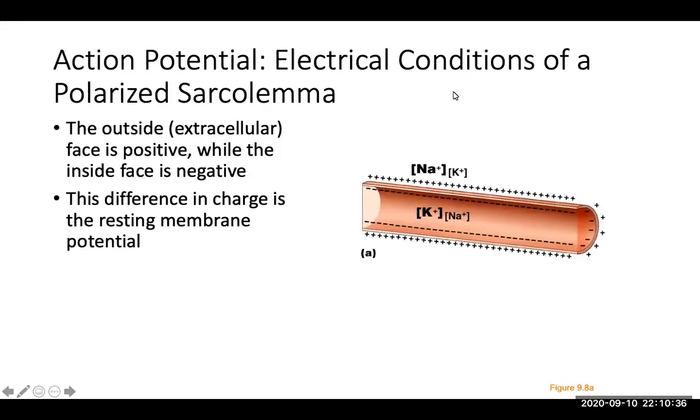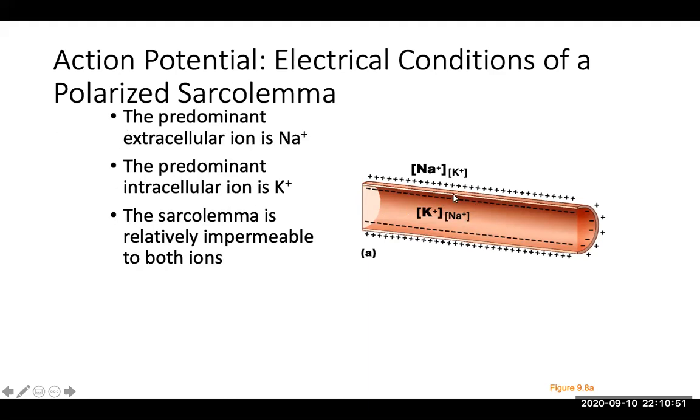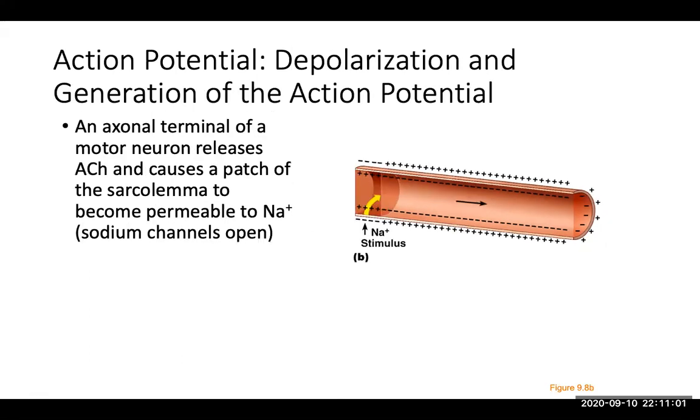So, electrical conditions of a polarized sarcolemma. The extracellular face will be positive while the inside face is negative, and the difference in charge is what we call the resting membrane potential. The predominant extracellular ion is sodium, and the predominant intracellular ion is potassium. The sarcolemma is relatively impermeable to both ions, but an axonal terminal of a motor neuron will release acetylcholine and will cause a patch of the sarcolemma to become permeable. That means sodium channels will open.